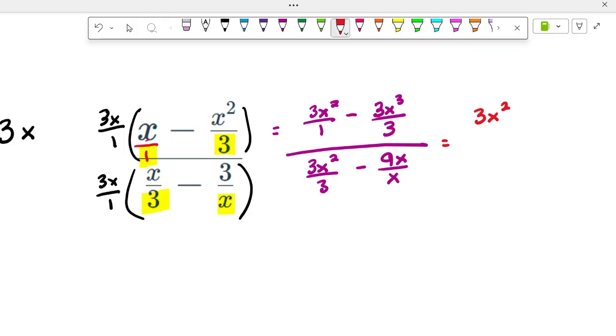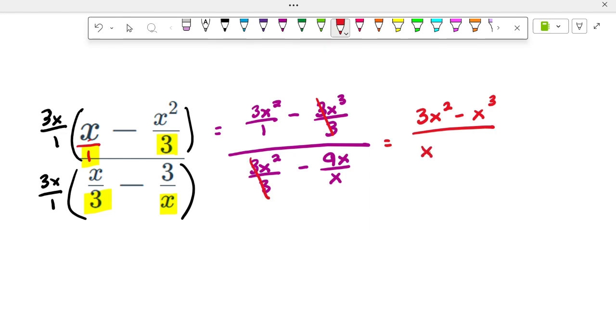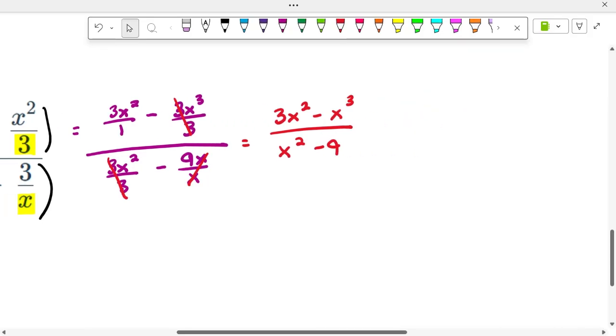What can I cross out in the second fraction? I can cross out a 3. Those are gone. I'm left with x cubed. All over. What can I cross out with this first bottom fraction? 3. Have x squared left over. What about this one? X is minus 9. Now, I'm going to rewrite this top part so that the x cubed is first, just so it's in standard form.